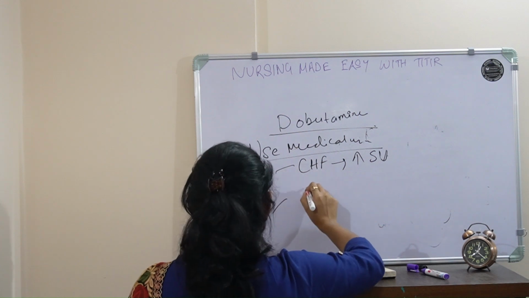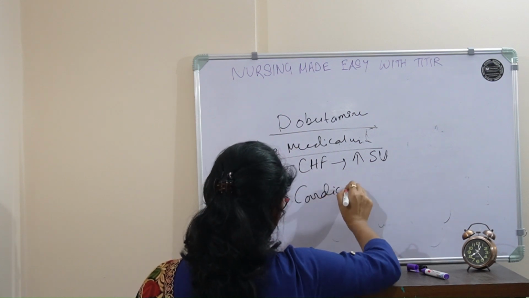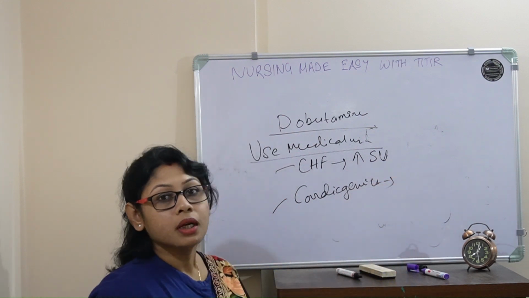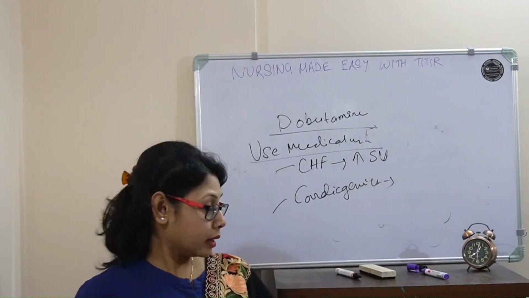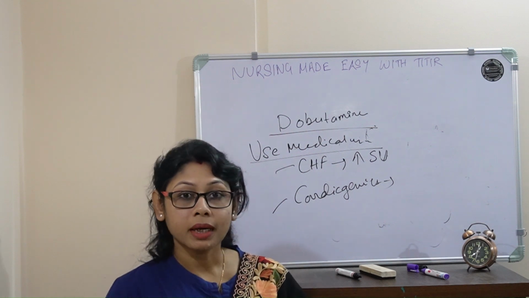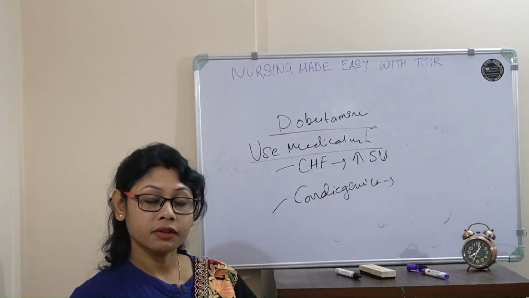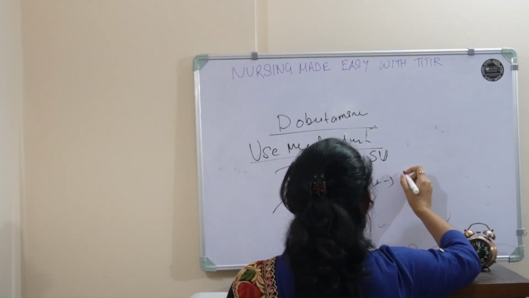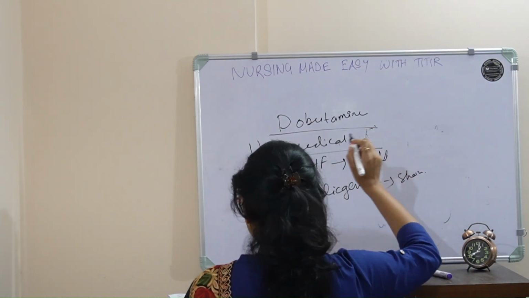Next is cardiogenic shock. In such cases, if shock results from poor myocardial contractility, then the myocardial muscles will pump more. It acts on the myocardial muscles. That's how it will improve or treat cardiogenic shock.